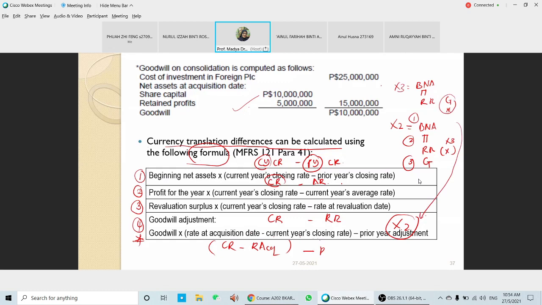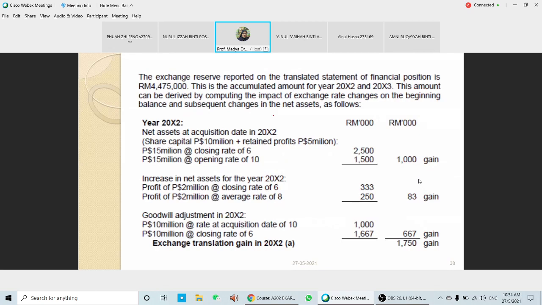Now we try to look at the year X2. It says that the exchange reserve reported in the translated financial position is 4475. This 4475 here is the accumulated amount for the years X2 and X3. So we need to find how much the exchange difference is for X2 and then X3. For X2, we have 3 items: beginning net asset, profit, and then goodwill.